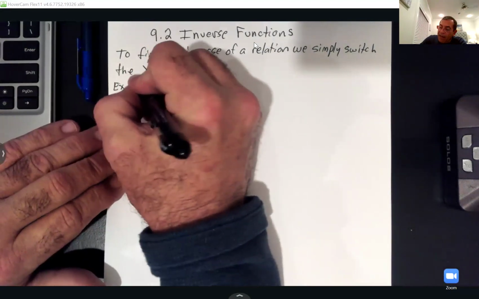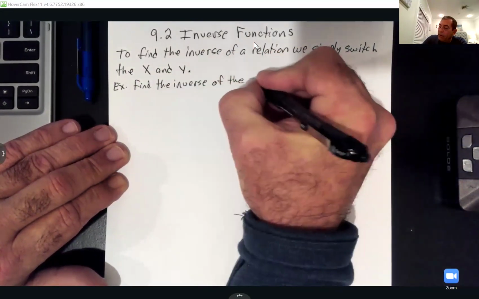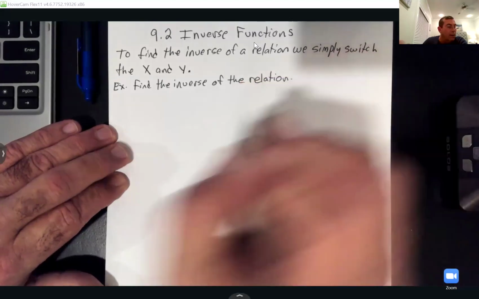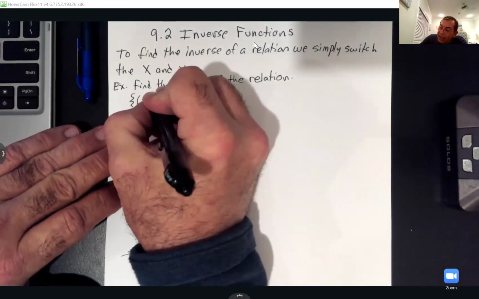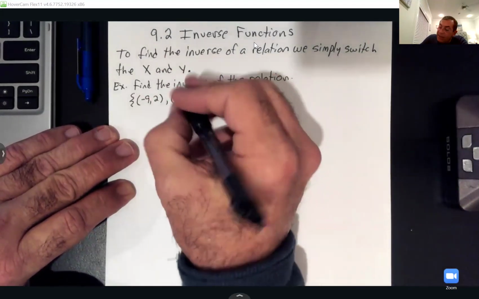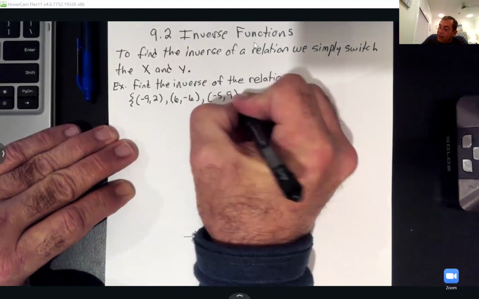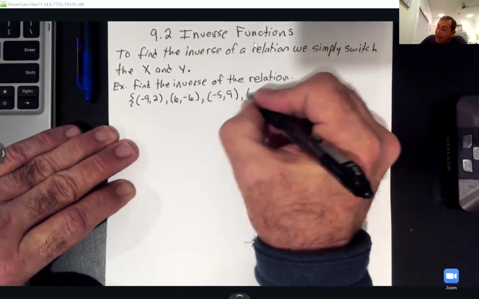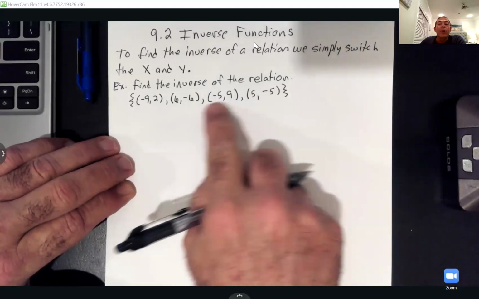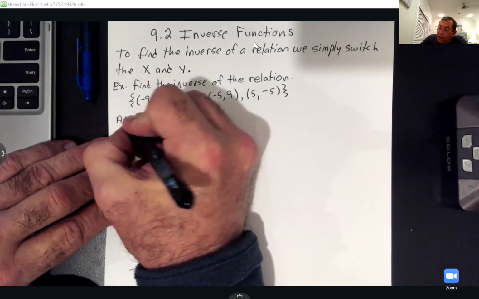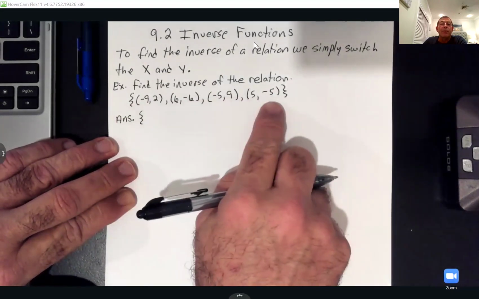All right, so they say find the inverse of the relation. Okay, the relation is a set of ordered pairs. I got (-9, 2). My next one is (6, -6). (-5, 9). And finally, (5, -5). So they're going to give you this. Now on the answer, they'll give you the curvy parentheses, but you got to put in all the other parentheses.